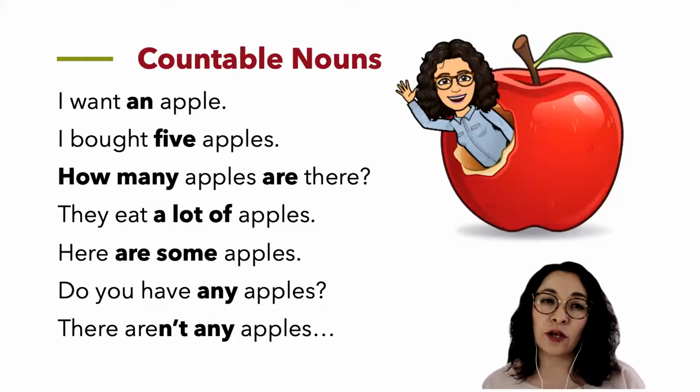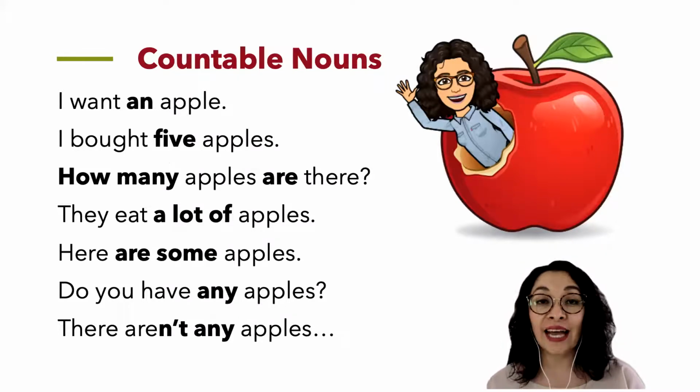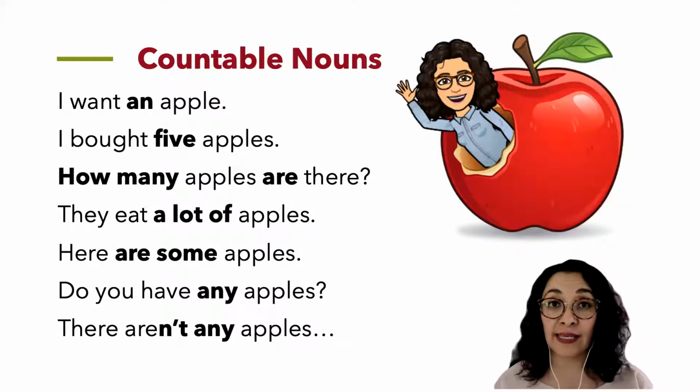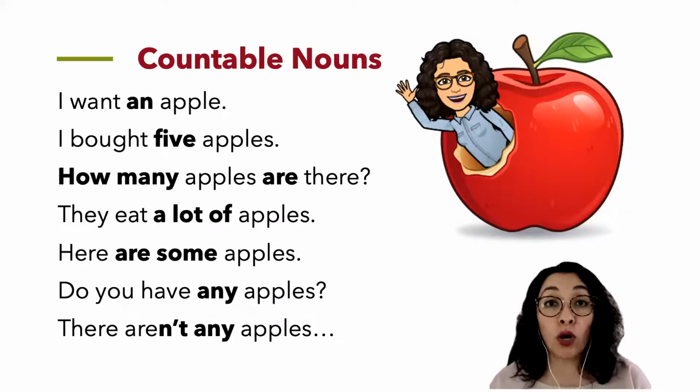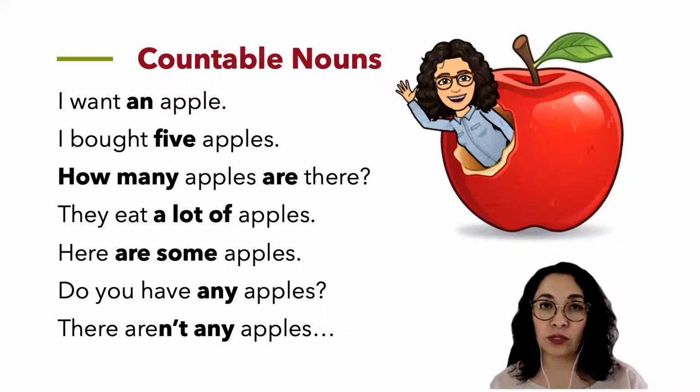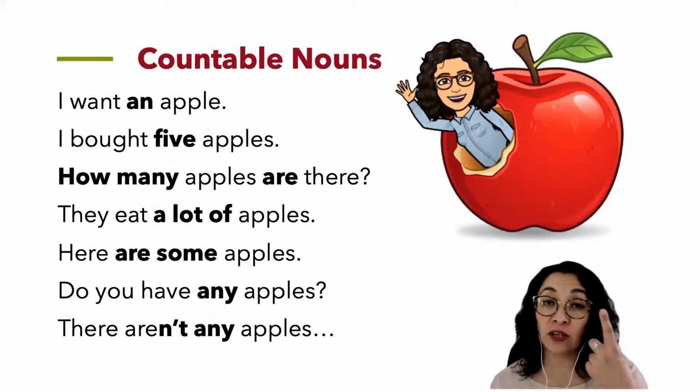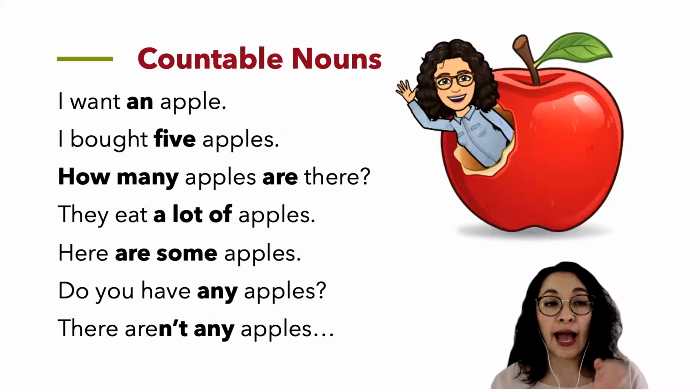Other examples of countable nouns are here. And now I am emphasizing the words that appear next to countable nouns. We can use an because it means one. I want an apple. We can use 5 because it's the number plus the plural form of apple. I bought 5 apples.